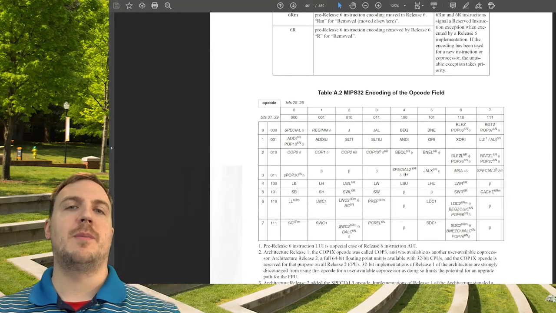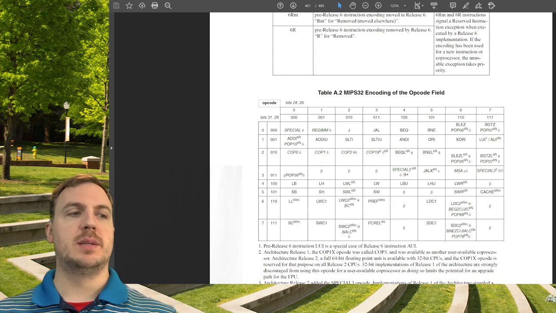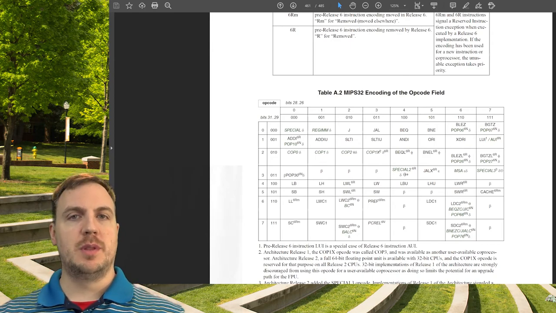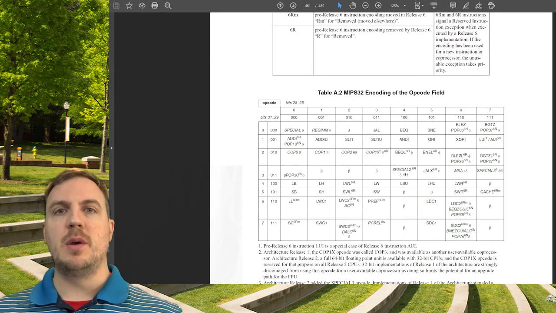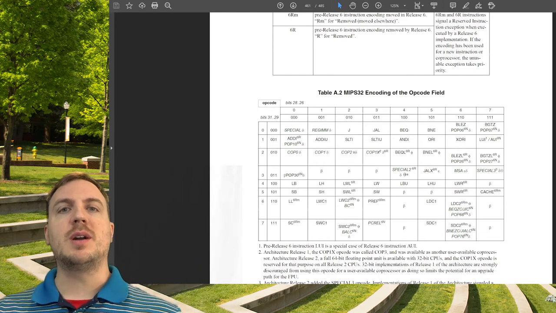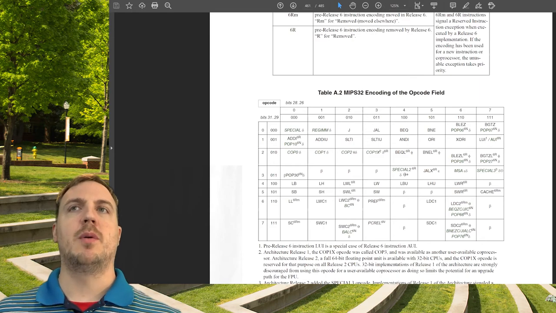In this video, we're going to talk about how to decode a MIPS instruction. What decode actually means is take the hexadecimal, the 32-bit instruction, and figure out what the operands are and figure out what the actual instruction is. Essentially, we are the CPU at this point saying, okay, you've instructed us to do something, let's figure out what that is. So let's take an example and see how we're going to go about this.